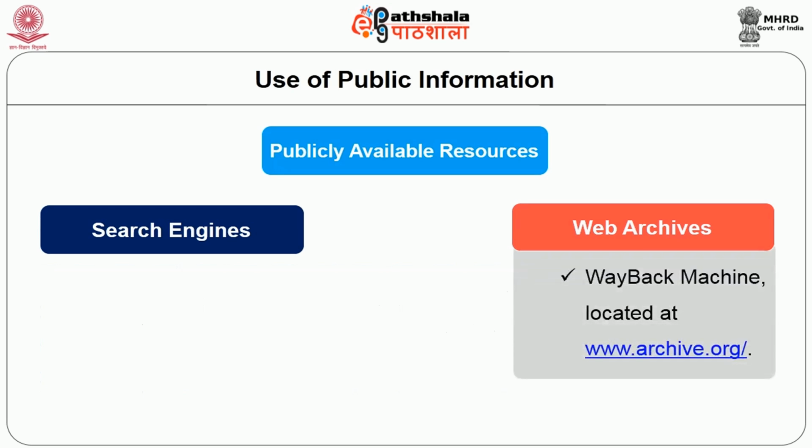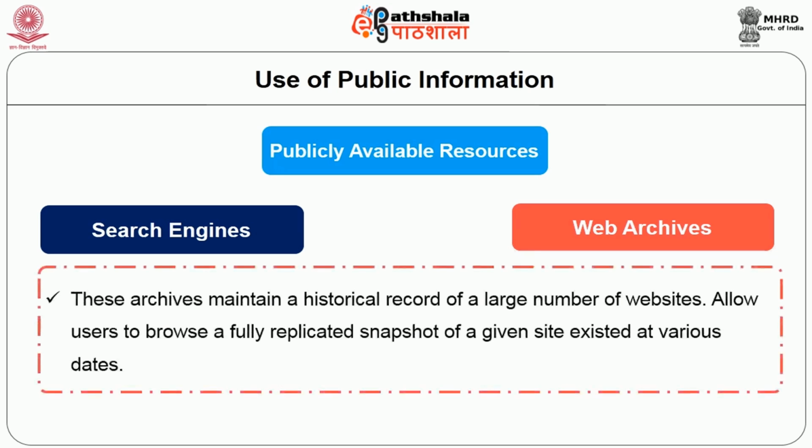There are web archives such as the Wayback Machine located at www.archive.org. These archives maintain a historical record of a large number of websites. In many cases, they allow users to browse a fully replicated snapshot of a given site as it existed at various dates going back several years.